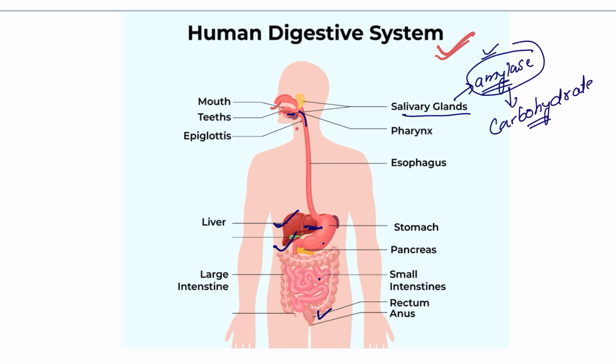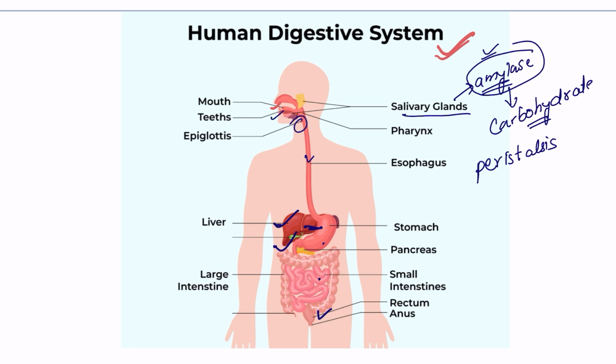Then from the mouth, through the esophagus, the food enters the stomach because of peristalsis. So these are important terms that you should know. Peristalsis is the involuntary movement of the digestive tract, the contraction and the relaxation. Because of that, the food moves in the pipe. Now here we have the epiglottis. This epiglottis prevents the food from entering the windpipe.